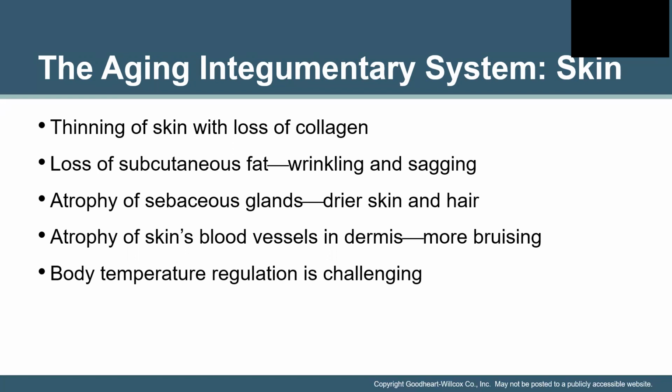There may be an atrophy of the sebaceous glands, so skin and hair is just inherently drier. There can be an atrophy of the skin's blood vessels in the dermis, making it easier for bruising. And body temperature regulation also becomes a challenge with aging.